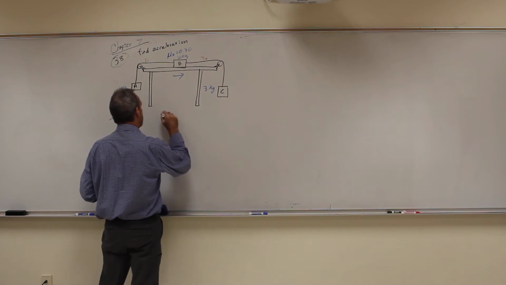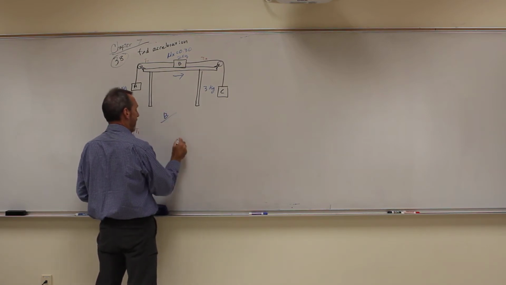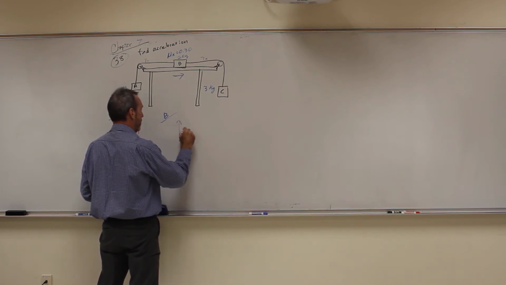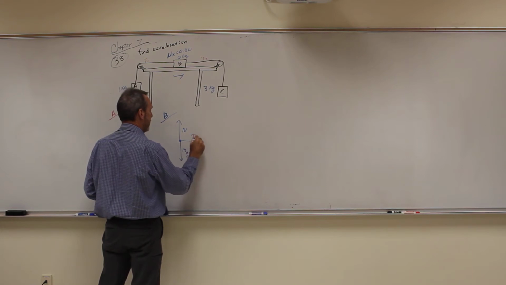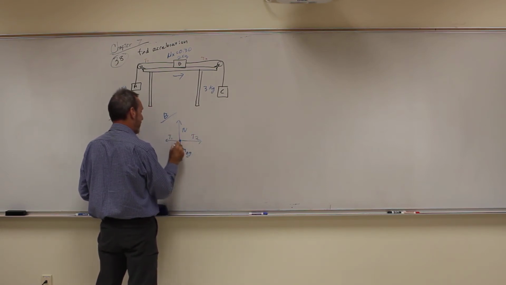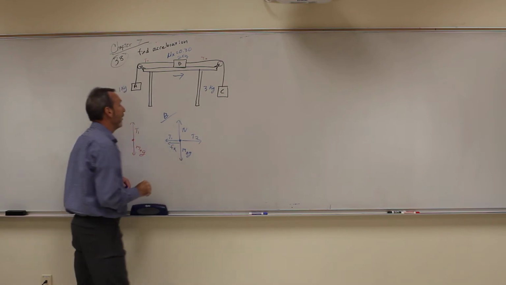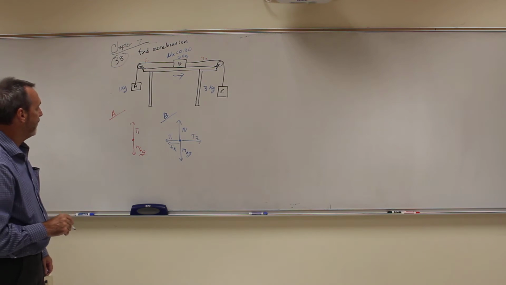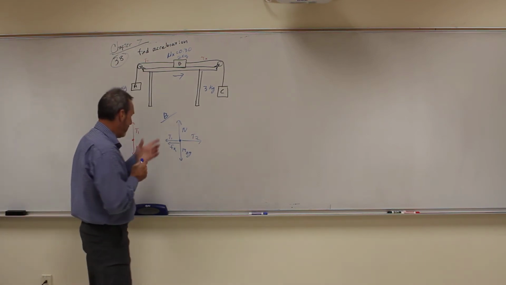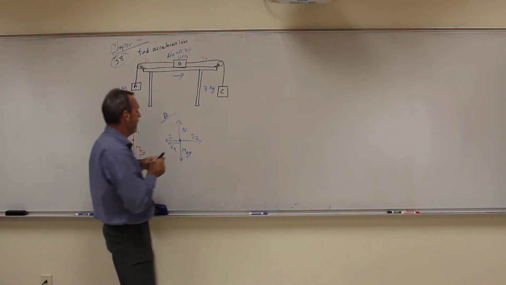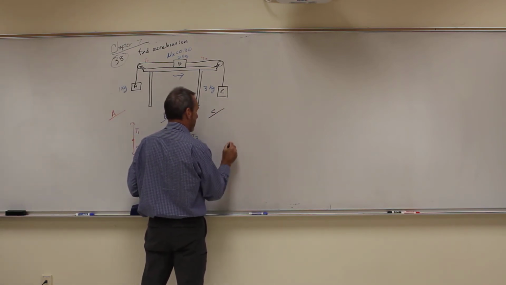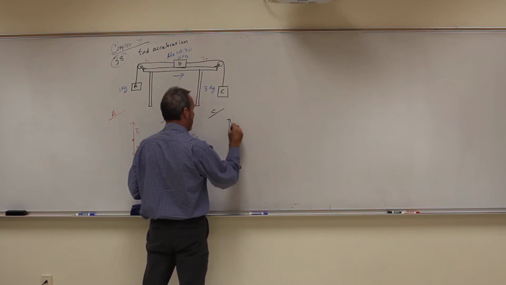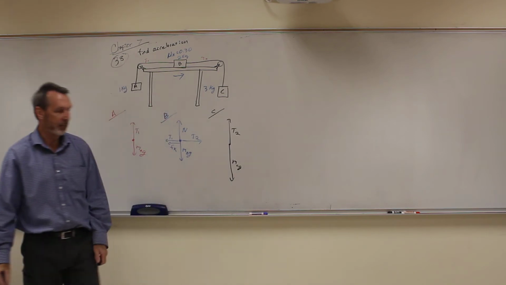Let's do block B. On the other hand, it has much more going on. It has MBG. It has a normal force. It has T2 going this way. It has T1 going this way. And it has friction going this way. And the coefficient of friction is given to us as 0.30. So that's what block B is. Notice again, everything is still on the axes. And this is block C over here. And block C has MC times G, and then we have T2 going that way.